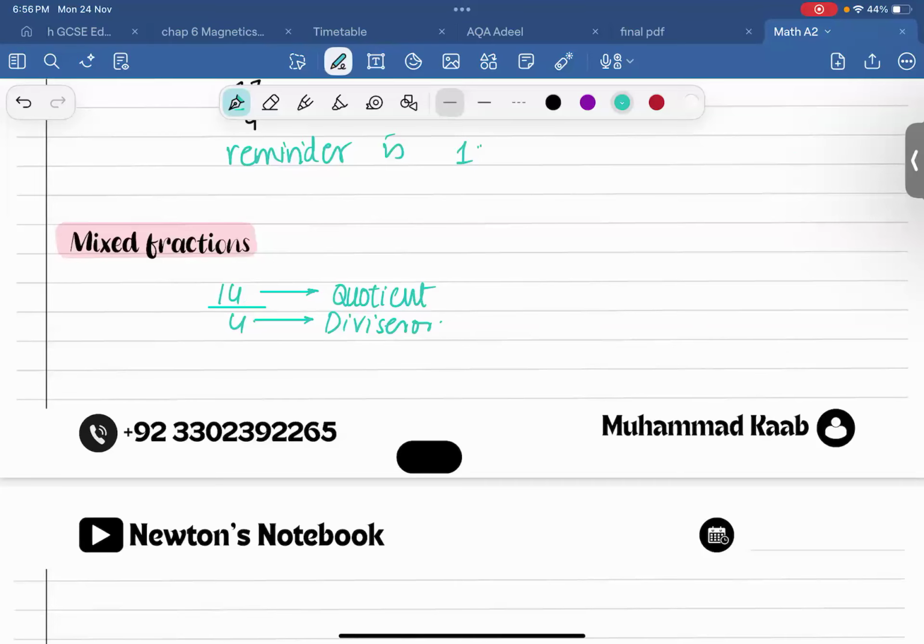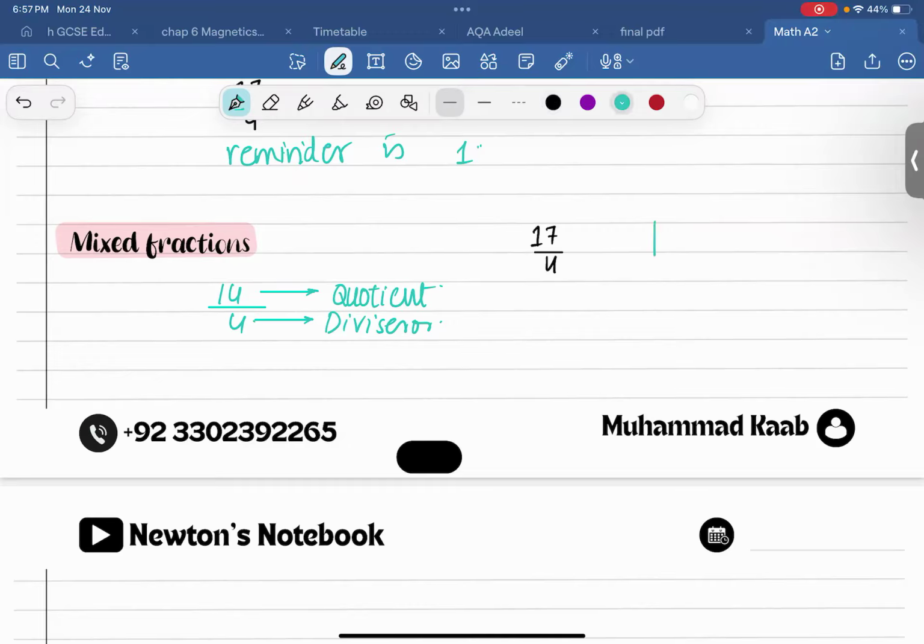Quotient, quotient, okay? And you have some sort of remainder, right? Whenever you solve this type of question, there will be some sort of remainder. Now let's try solving an example, let's say 17 over 4. Don't use the calculator, okay? Just do the long division.